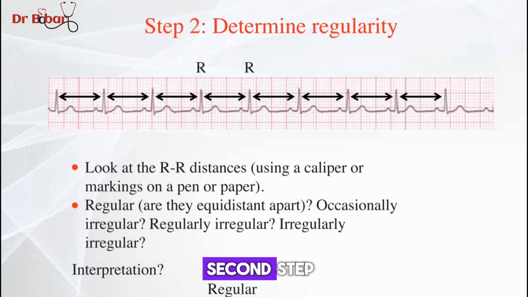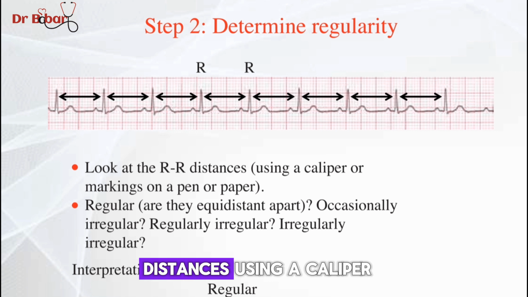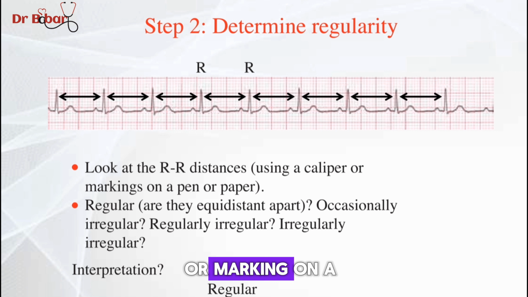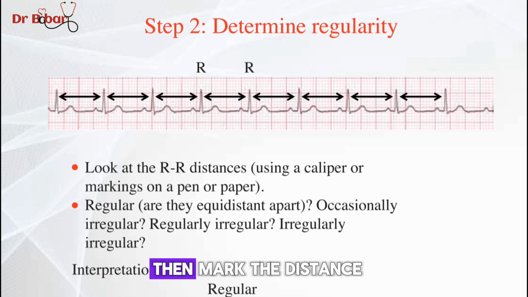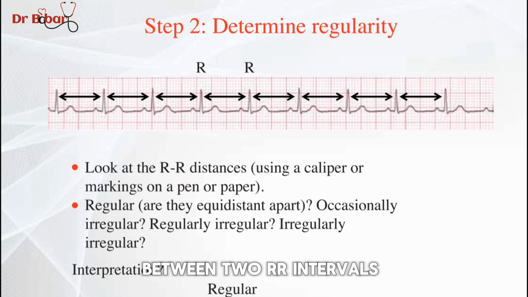Now comes the second step, how to assess the rhythm. Locate the RR distances using a caliper or marking on a pen or paper. First pick a paper and put it on 2 RR intervals, then mark the paper on the RR intervals, then measure the distance. If all distances are equal, then the rhythm is regular. If there is a difference between 2 RR intervals, then the rhythm is irregular.